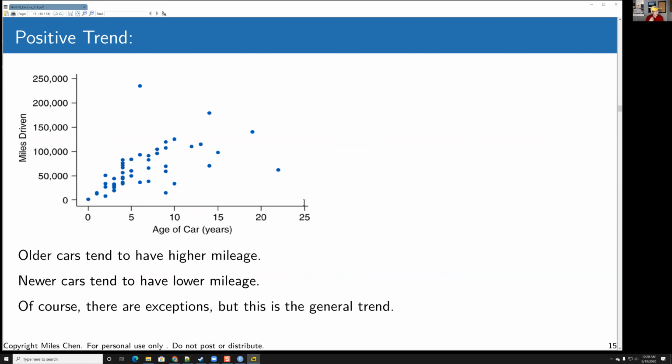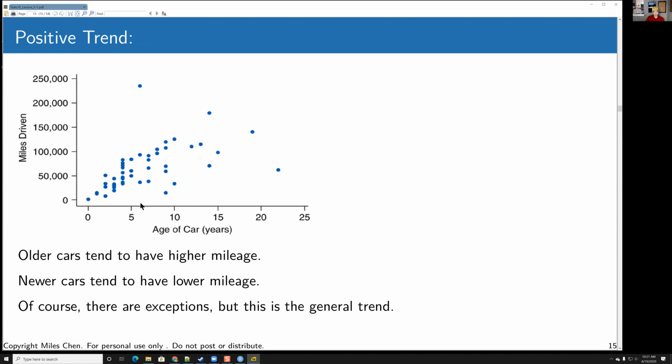So here is a positive trend. The two variables here are the age of the car in years and the number of miles driven on that car. A positive relationship means large x goes with large y. Large x means you have an older car, and in general, older cars will have more miles driven. Newer cars, where age is low, we expect the number of miles driven to be quite low.